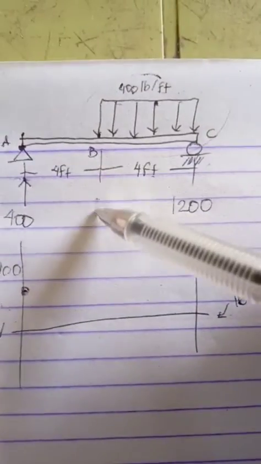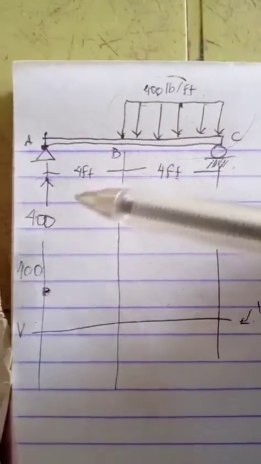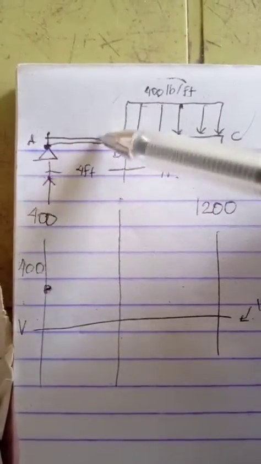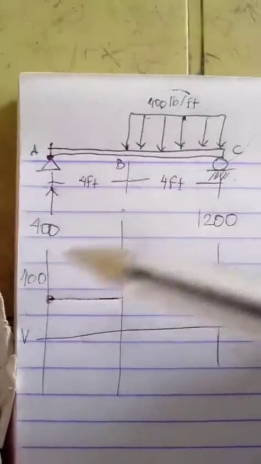And now we're going to B. Since from A to B there's no other load here, the drawing would be just a straight line. So it's constant from A to B.